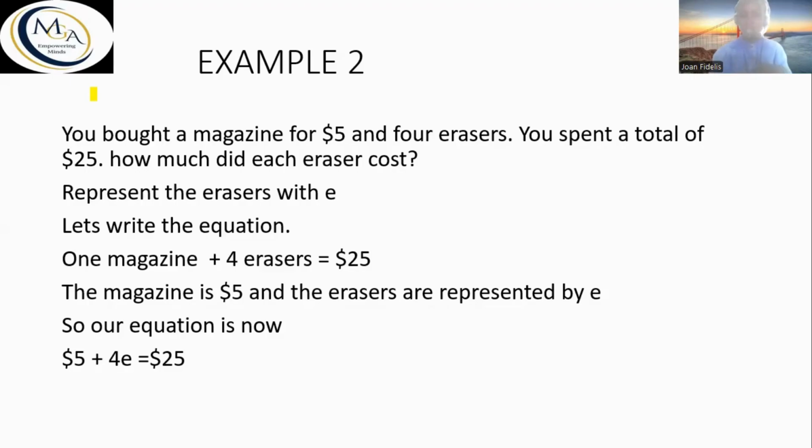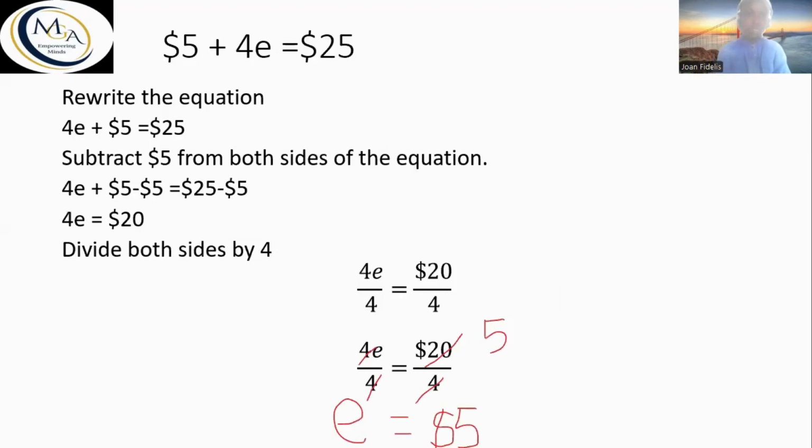Okay, so this is already a two-step equation. So let's solve this. Now let's rewrite the equation so that we have 4E first in our equation. So 4E plus $5 is equal to $25. So subtract $5 from both sides of the equation because this is the inverse of plus 5. So we have 4E plus $5 minus $5 is equal to $25 minus $5. So 4E is equal to $20.